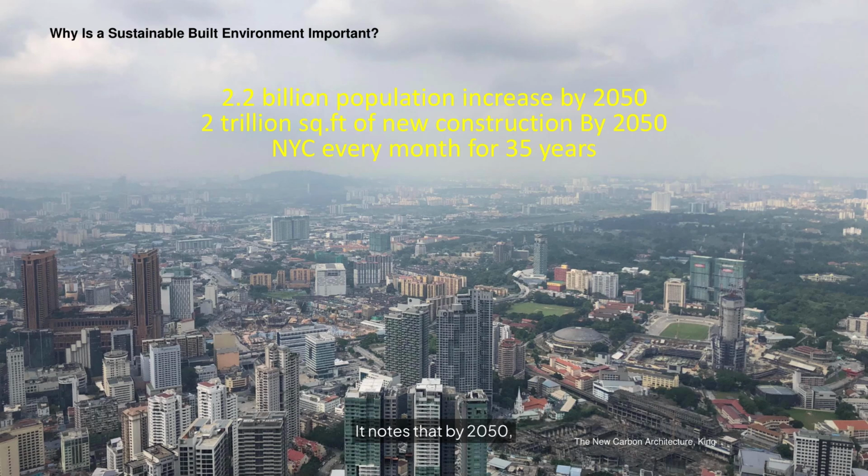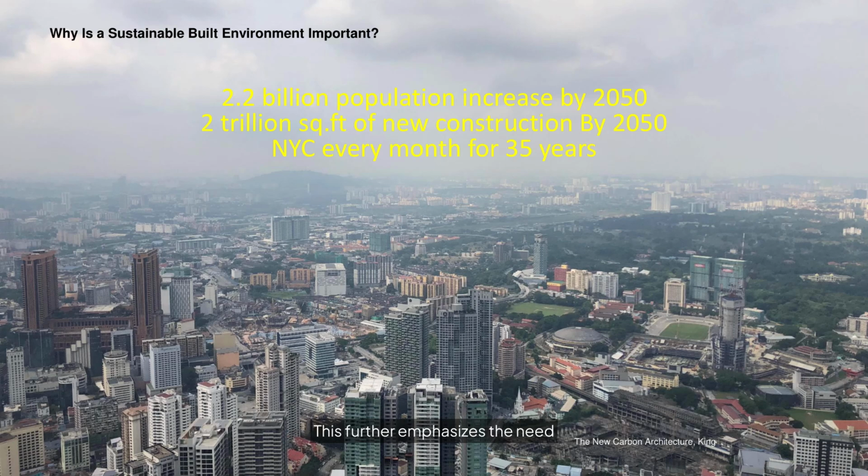This slide gives us some staggering statistics from The New Carbon Architecture by Bruce King. It notes that by 2050, the world's population will increase by about 2.2 billion people. Furthermore, 2 out of 3 people in the world will live in cities. The growing population will need an additional 2 trillion square feet of new buildings by 2050. According to the reference book, this is equivalent to constructing a New York City every month for 35 years.